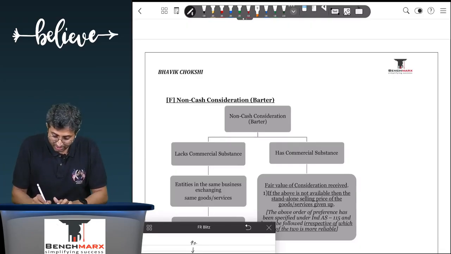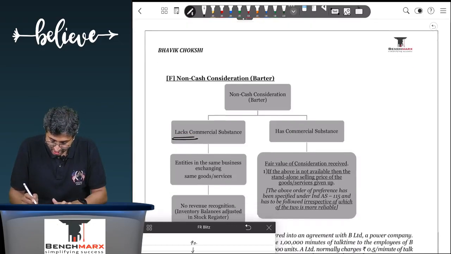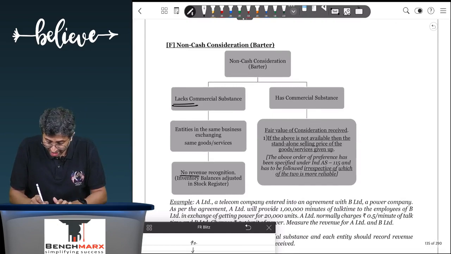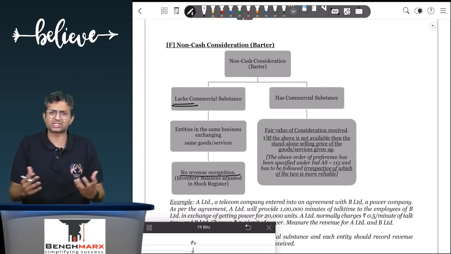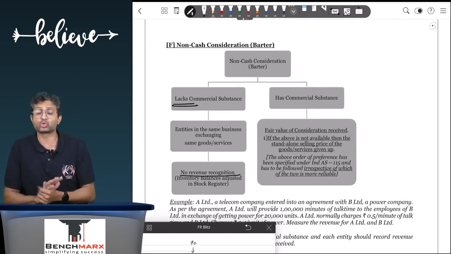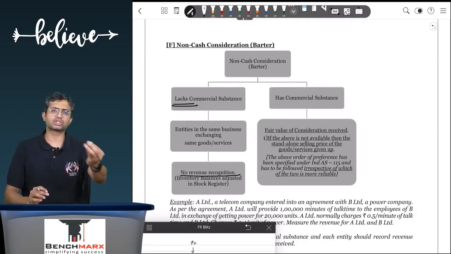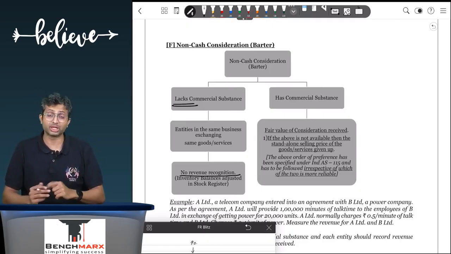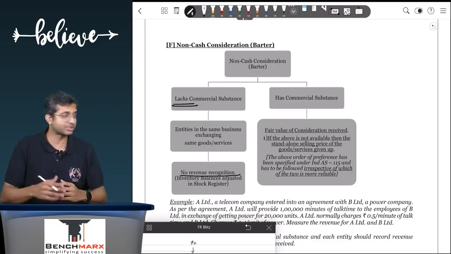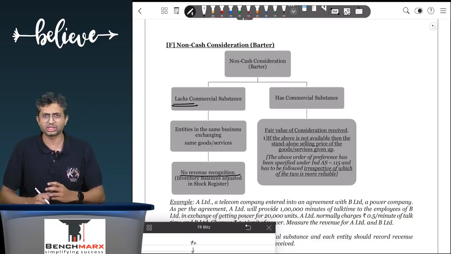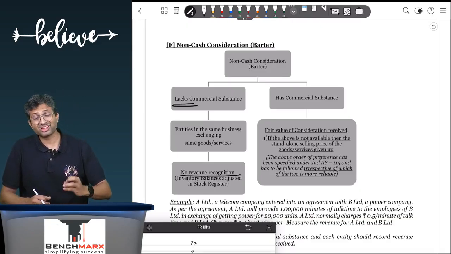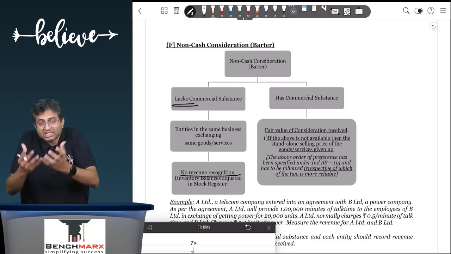So over here, if the barter lacks commercial substance, then there is no revenue recognition. Inventory balances can at max be adjusted, otherwise there is no revenue recognition. But if the barter, let us say, has commercial substance, then how will we do the working? Well, if the barter has commercial substance, then you will recognize the barter considering the fair value of the consideration received.